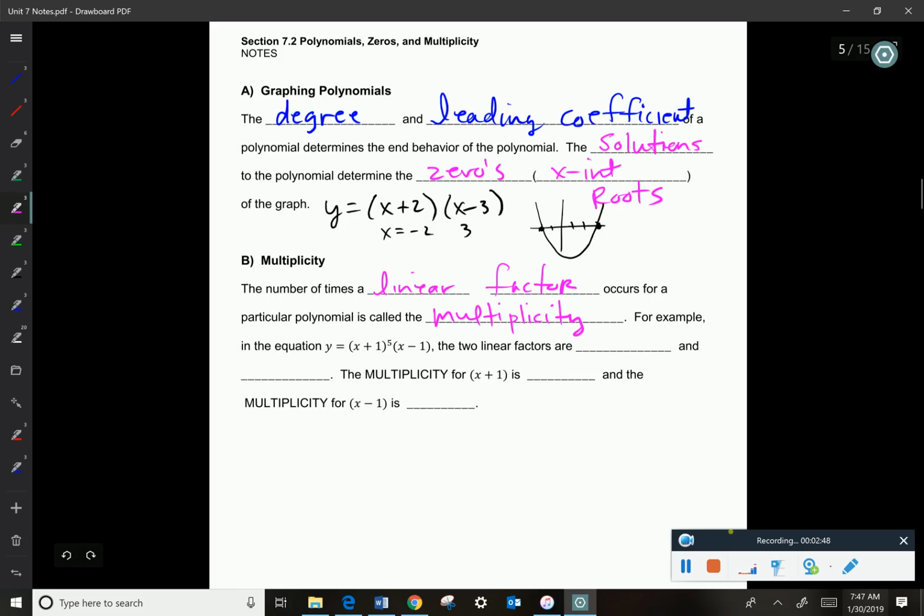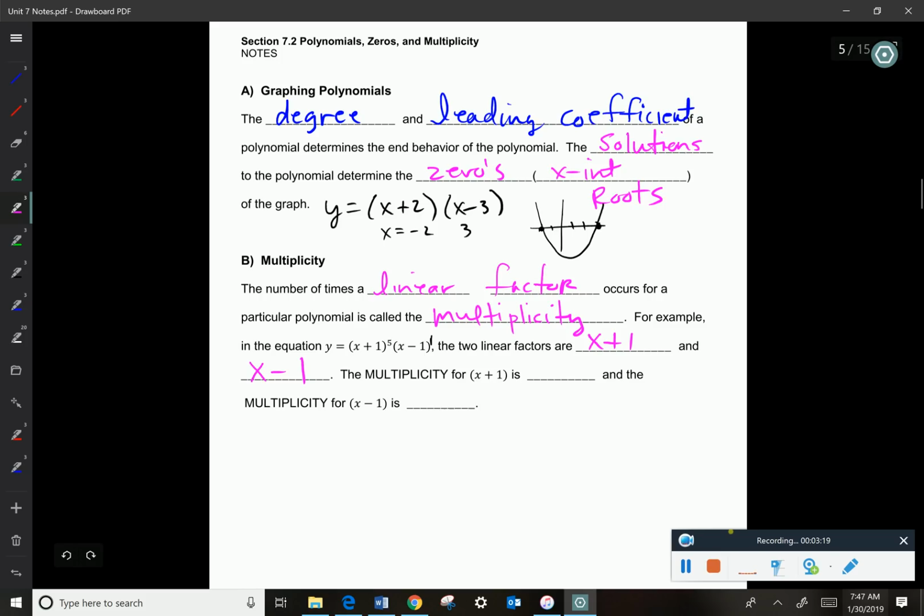In this particular equation, I've got the quantity (x + 1) to the fifth, and then I have the quantity (x - 1), and even though there's not an exponent on that second parenthesis, it's an implied 1 right there on the outside. Well, both of those are linear factors. x + 1 is linear because it's just x to the first. x - 1 is linear because it's just x to the first. The two linear factors are x + 1 and x - 1.